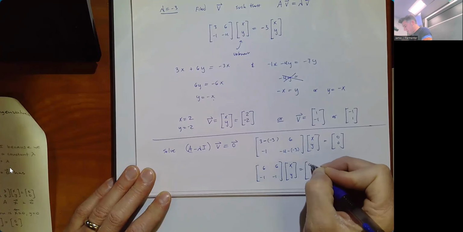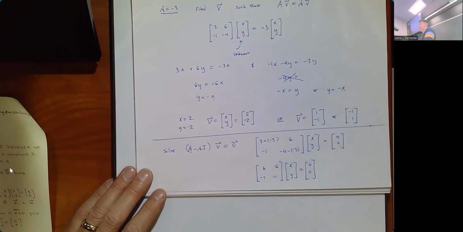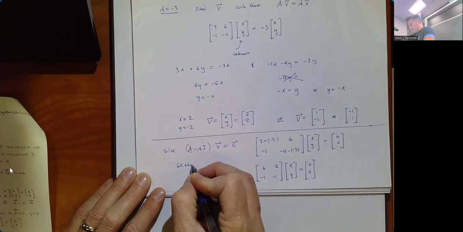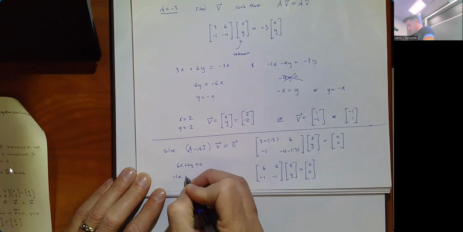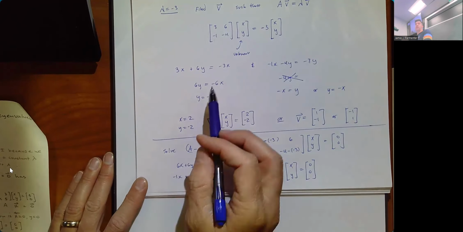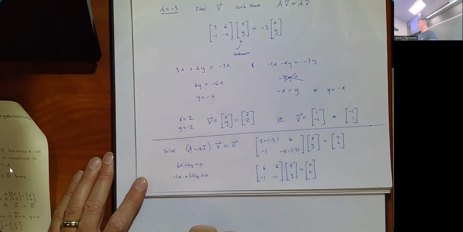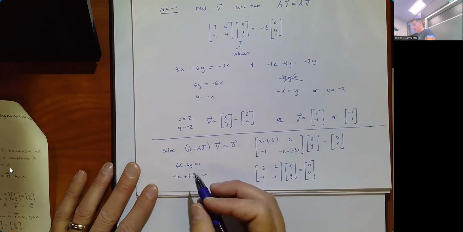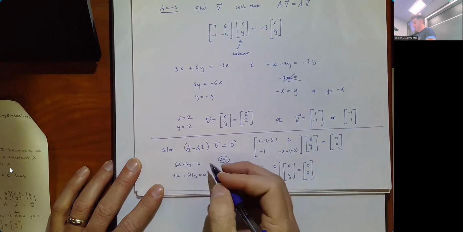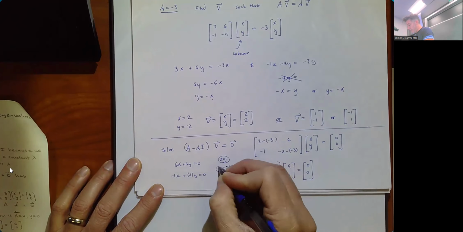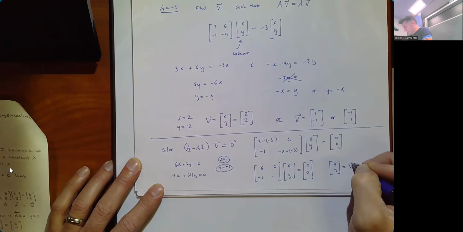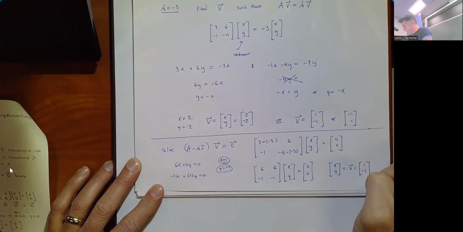I think you can see how both of the equations I'm going to write down are essentially the same equation. Either 6 times x plus 6 times y equal to 0, or negative 1 times x plus negative 1 times y equal to 0. Both of these still yield the same relationship, that y is equal to negative x, or that x is equal to negative y. And so again, if I pick x equal to 1, then I'm going to get y equal to negative 1. And so my eigenvector is going to be the same as it was up there: (x, y) is (1, negative 1).